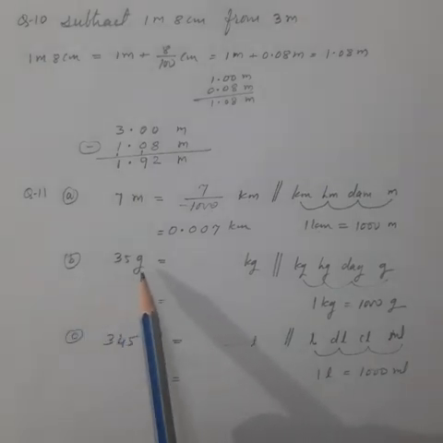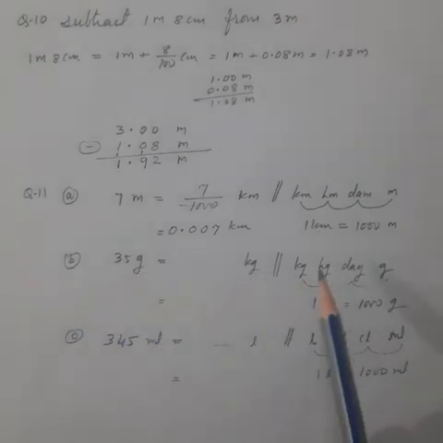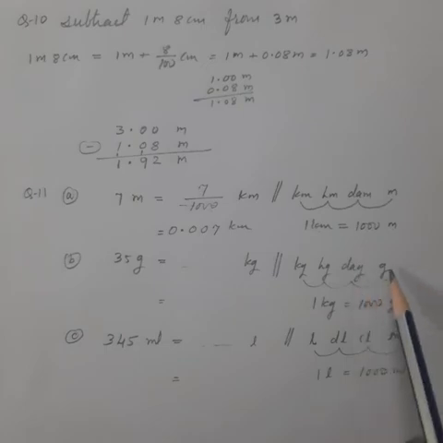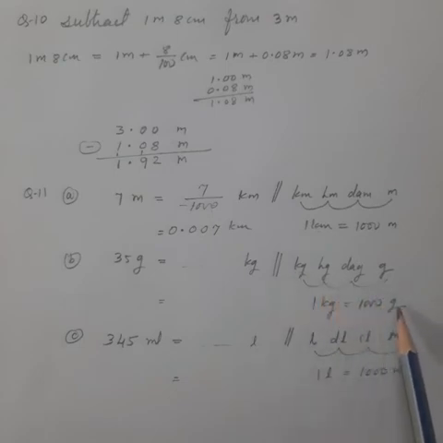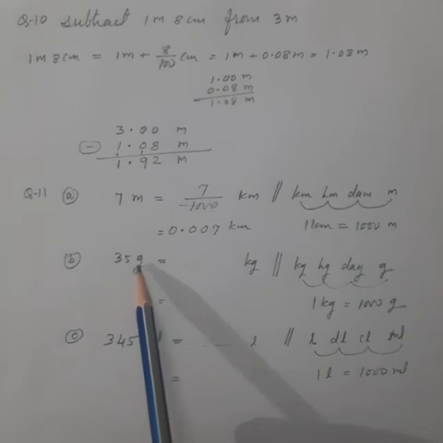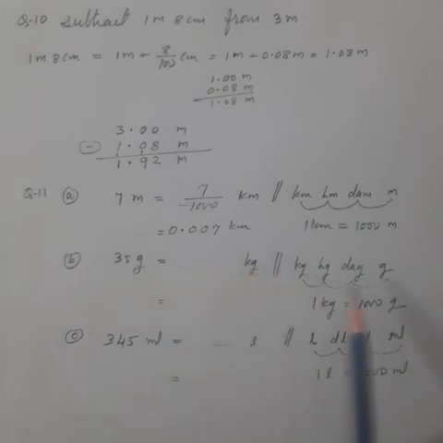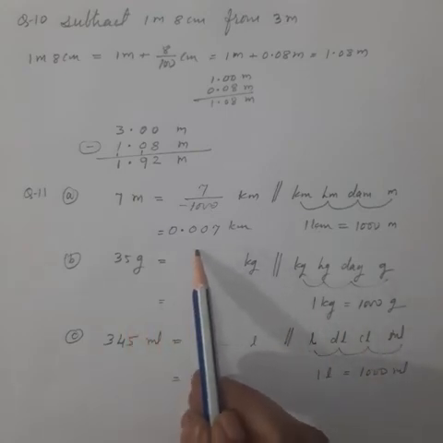B part. 35 grams means how many kilograms? Kilograms, hectograms, decagrams and grams. Kilogram to grams. 3 jumps are there. So 1 kilogram equals 10 into 10 into 10, 1000 grams. Here also we have to convert a smaller unit into a greater unit. Grams into kilograms. So divide by 1000.